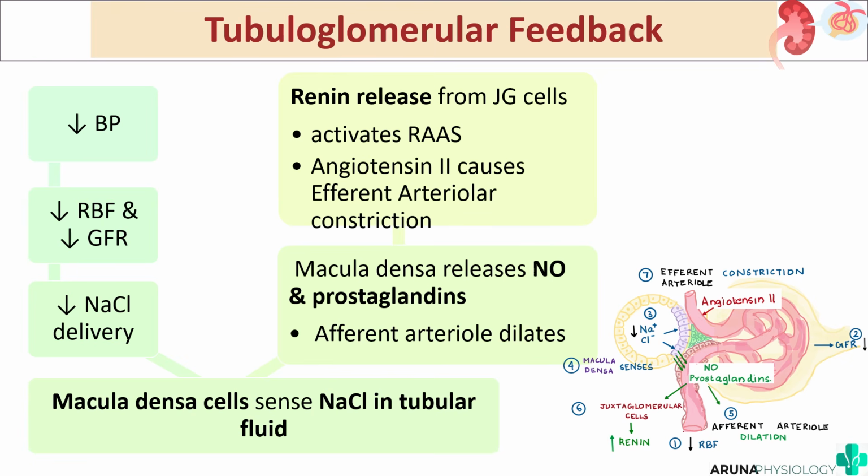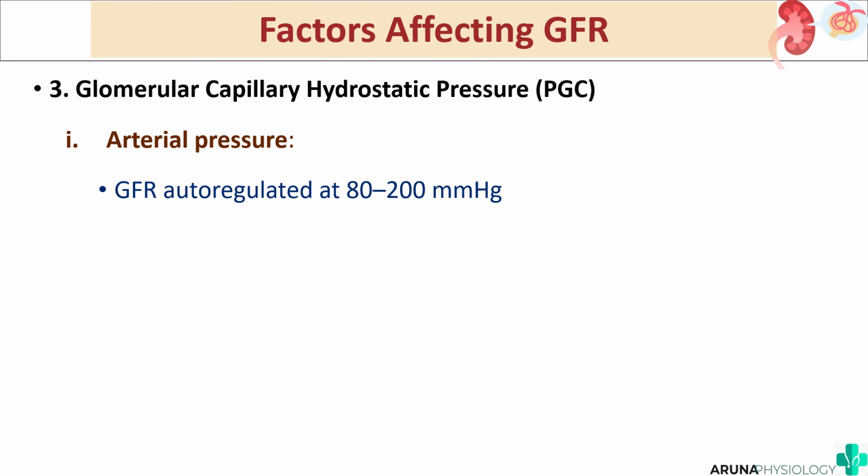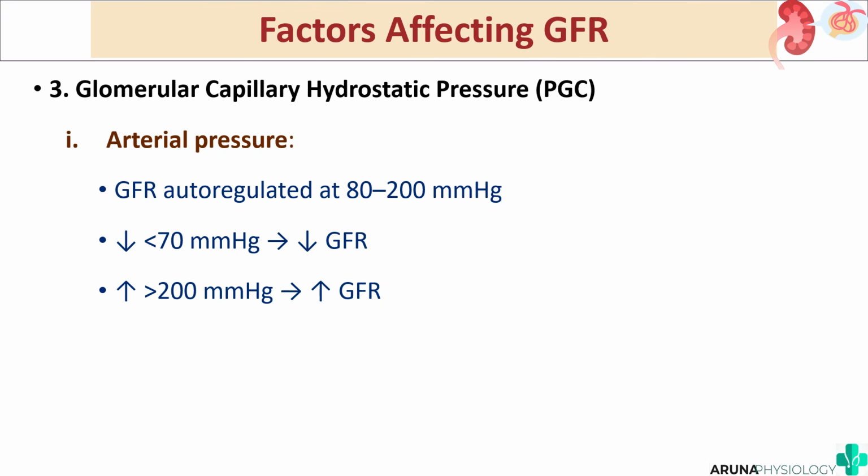It causes release of angiotensin 2, which causes afferent arteriolar constriction, and thereby restores the GFR back to normal. So this is how the GFR, even if the arterial pressure varies between 80 to 200, remains constant. Now suppose the BP goes below 80, then what happens? Then obviously GFR is going to decrease, and if it is more than 200, the GFR is going to increase. So this is how the GFR varies according to arterial pressure.